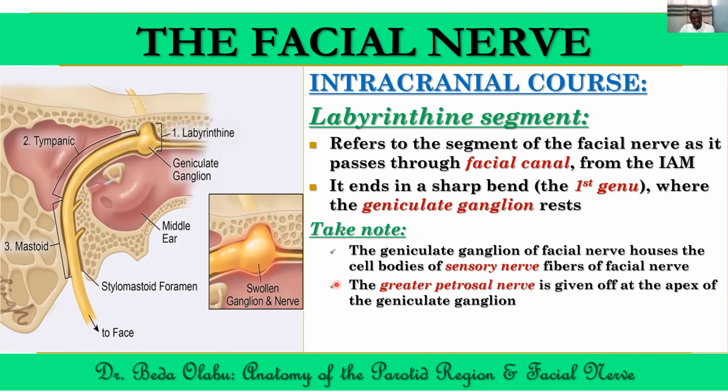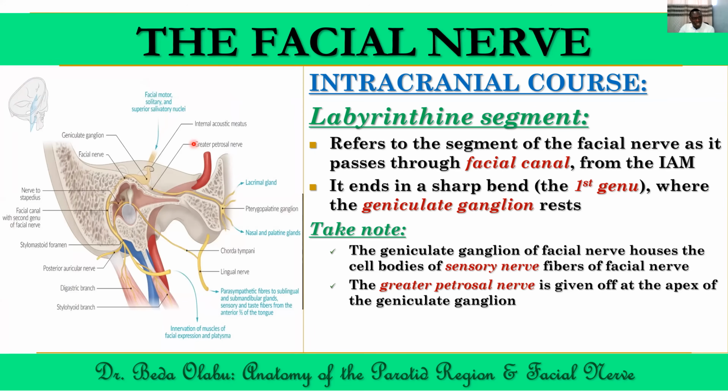We have a nerve that arises from the labyrinthine segment, actually at the apex of the geniculate ganglion. We call that nerve the greater petrosal nerve. The greater petrosal nerve is given off at the level of the geniculate ganglion, which means given off at the labyrinthine segment of the facial nerve. This is the greater petrosal nerve, as you can see it there.